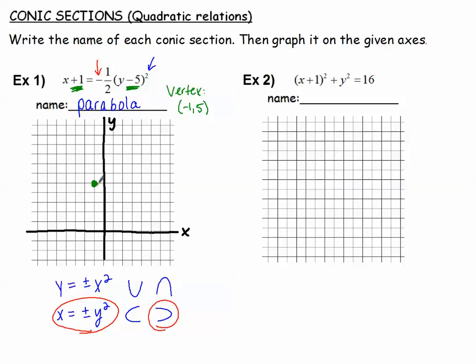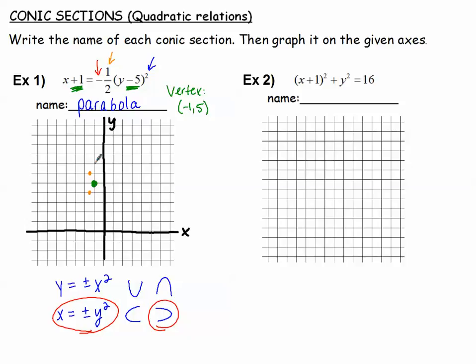How do we get the rest of the points? Well, the 1/2 means that we're shrinking the graph by a factor of 1/2. So normally we think of our parabolas as out 1 from the vertex, 1 squared is 1. But instead, it's a half of that. So a half of 1. Same thing to the other side.